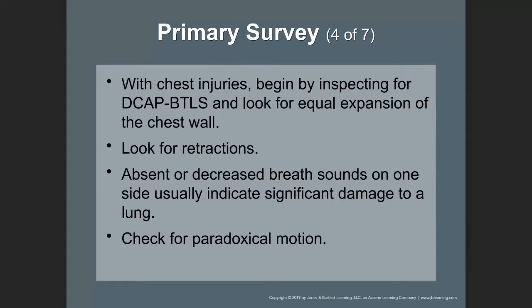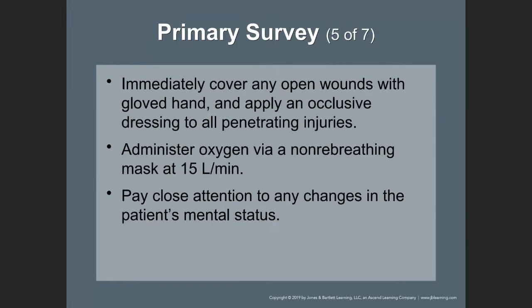With chest injuries, begin by inspecting for DCAP-BTLS and look for equal expansion of the chest wall. Look for retractions. Absent or decreased breath sounds on one side usually indicate significant damage to a lung. Check for paradoxical motion, and listening for breath sounds is very important to these types of patients.